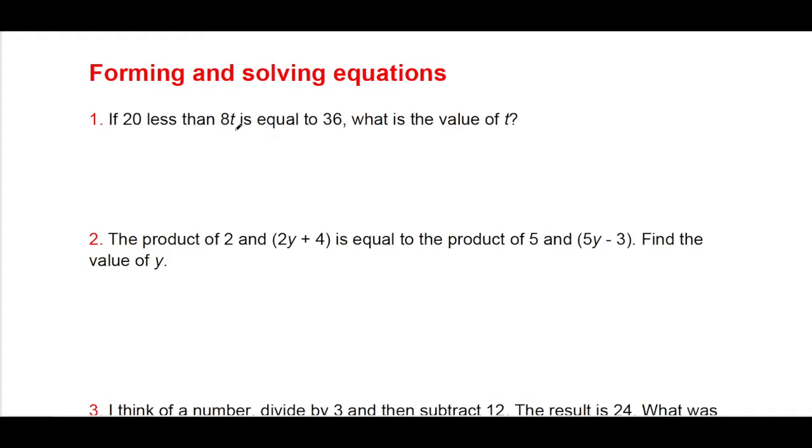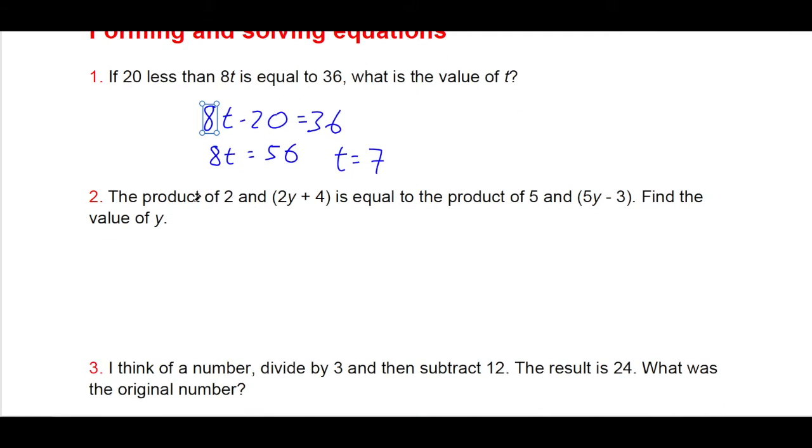If 20 less than 8t is equal to 36, what is the value of t? So 20 less than 8t. What does that mean? That means 8t take away 20, right? And if this is equal to 36, then what is the value of t? You just have to solve. To solve this, you add 20 to both sides. So you get 56. t equals 7. So this one's the easy example.